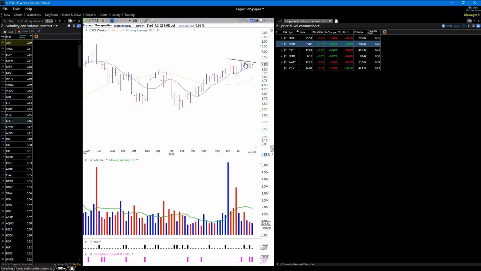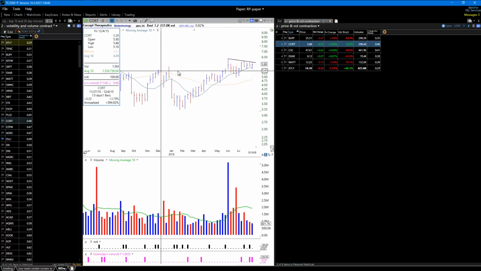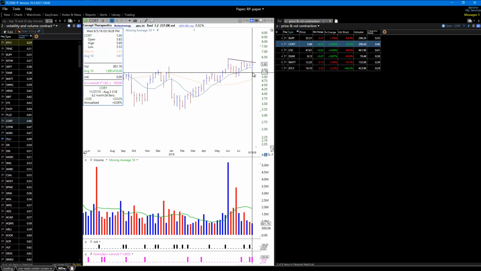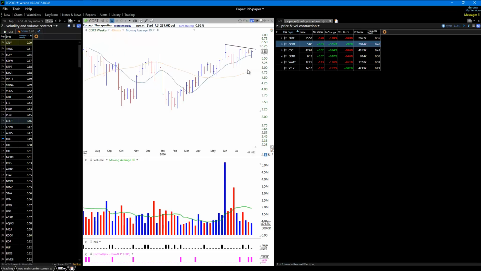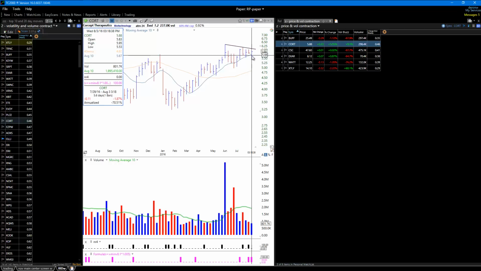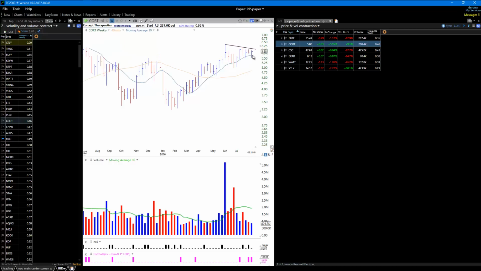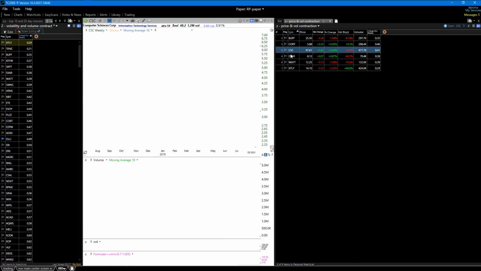CORT, here we have a valid basing pattern, sitting on top of the $5 level above the rising 50 MA. There was a tight range last week on a dry up in volume, and there was an undercut of that week's low, and it rebounded. So far, it has rebounded nicely this week. But again, I think it's still in play. A move above the 3-week high looks pretty good as a buy entry.